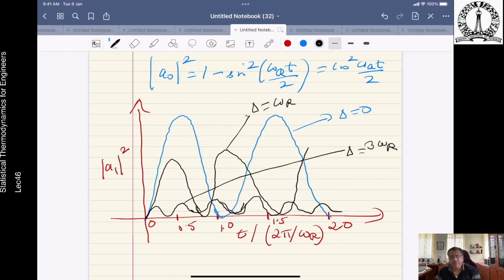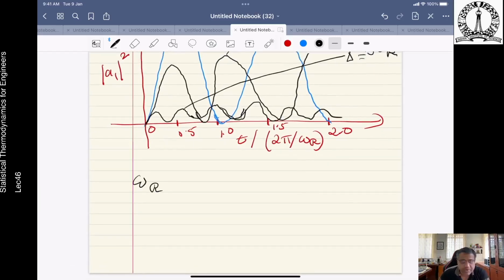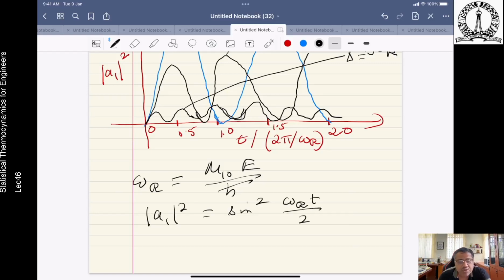The meaning of the Rabi frequency now becomes clear if you look at these two equations, omega r equal to E by h bar, and A1 square equal to sine square omega r t by 2. The system is coherently cycled, that is, with no abrupt changes in the phases of the amplitudes of the wave functions between the ground state and the excited state by an electromagnetic radiation.